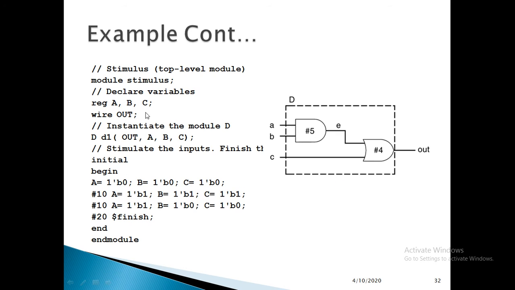Now this is the stimulus module. Here you see the input combination for time 0, and #10 means that after 10 time units delay, the input combination is changed, and after another 10 there is another change, and after 20, $finish means that the simulation ends.